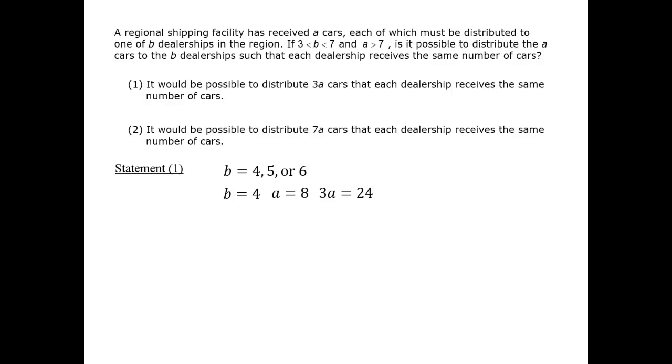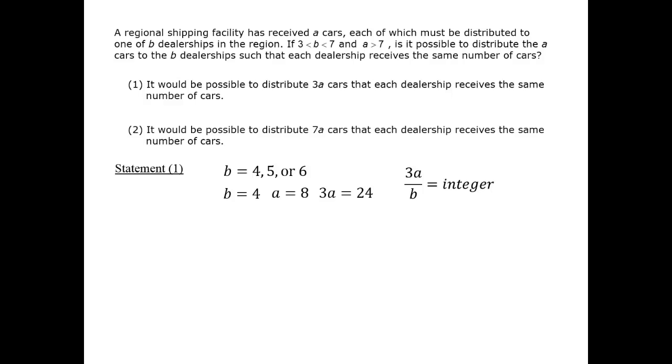We could try B equals 5 and A equals 8, for example, but that's not a legal case because 3A, or 24 cars, can't be distributed equally among 5 dealerships. There's a pattern here. The statement is telling us that 3A divided by B is an integer. Since B must be 4, 5, or 6, there are a few possibilities here.